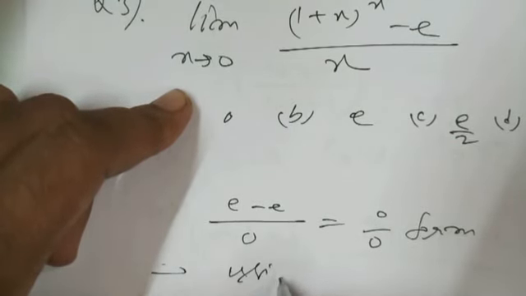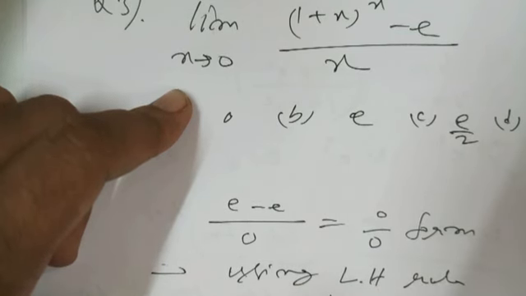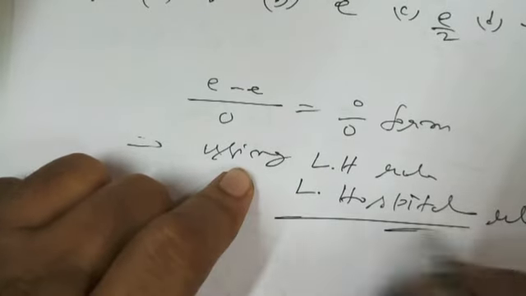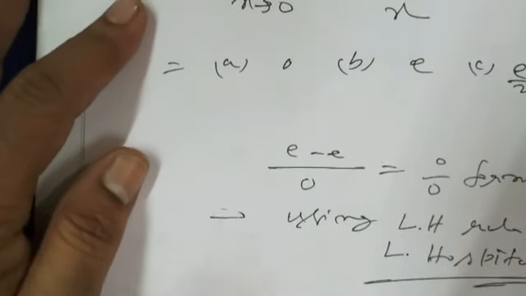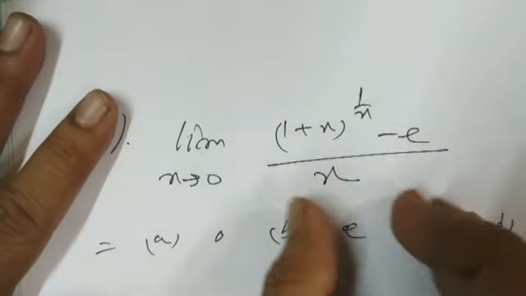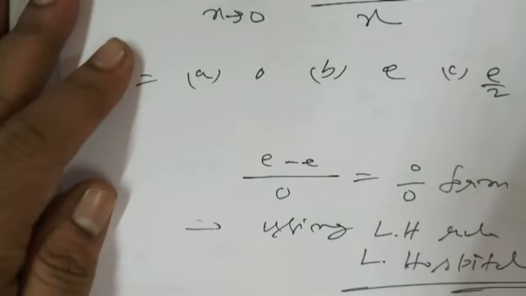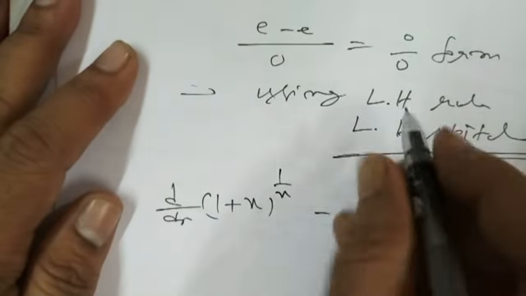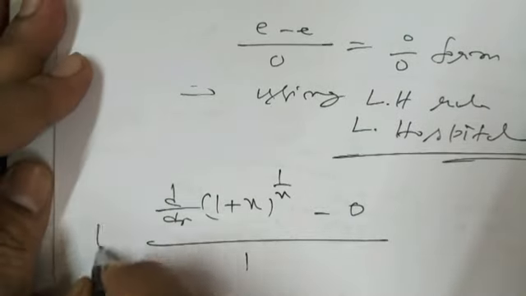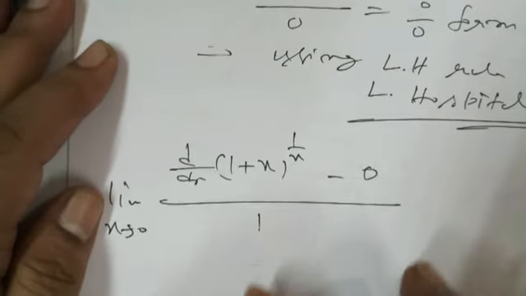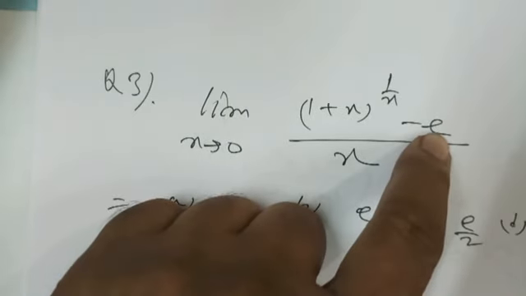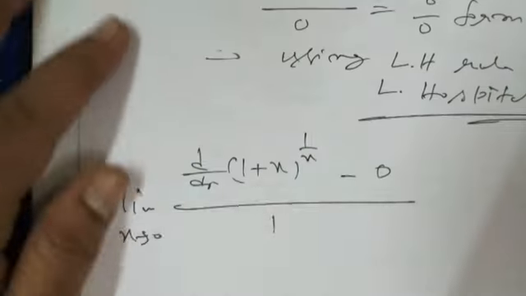So using the LH rule, L'Hopital rule, we take the derivative of the numerator and the derivative of the denominator. So the derivative of (1 plus x) whole power 1 by x, and the derivative of e is 0, and the derivative of x is 1. This is the LH rule: derivative of the numerator and derivative of the denominator.